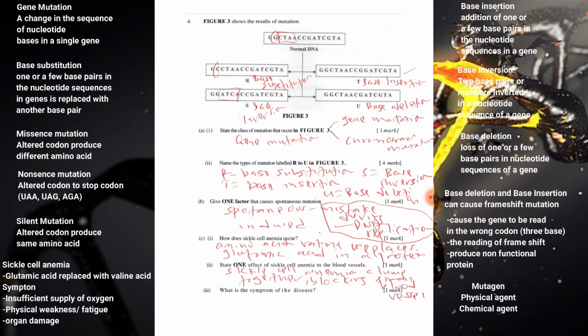So step 1, the effect of sickle cell anemia on the blood cells. Sickle cell anemia, first it will clump together. After that, it will block the small blood vessels. Okay, what are the symptoms of the disease? Like I said, the first one is physical weakness. The second one is insufficient supply of oxygen, and the last one is organ damage.